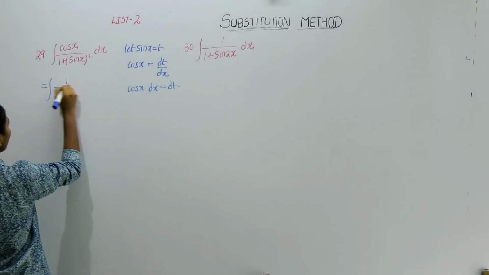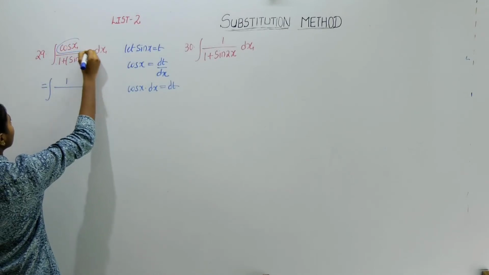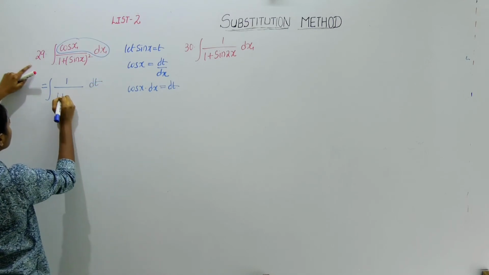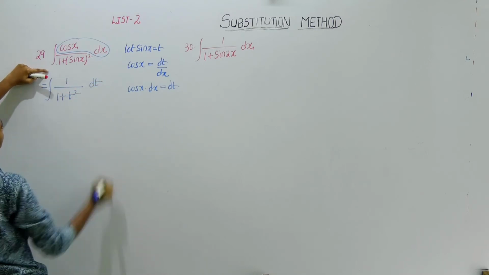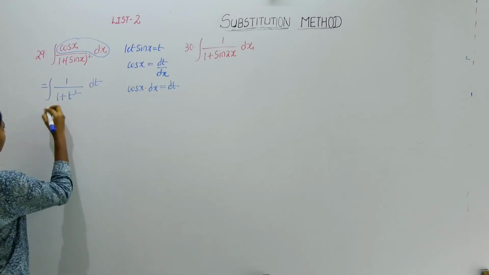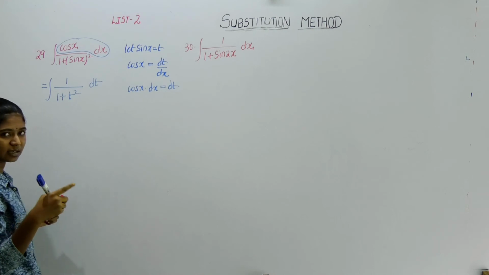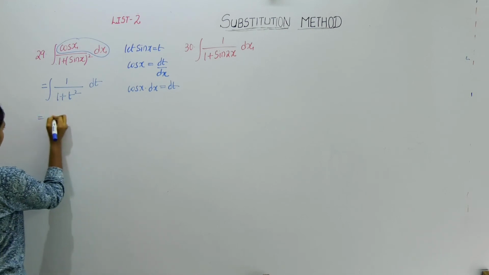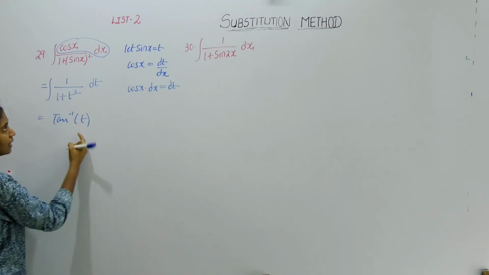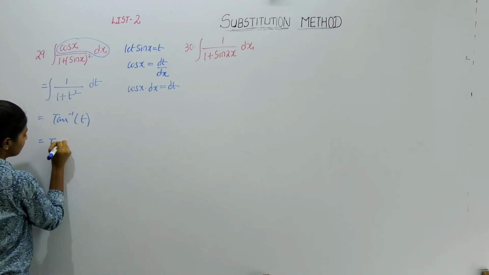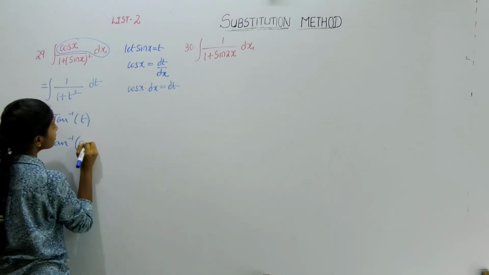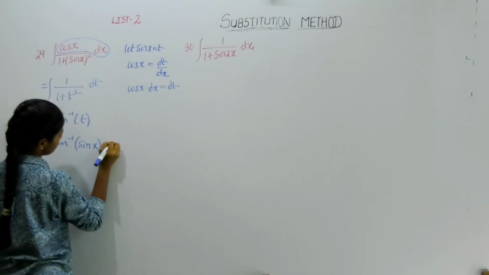Integral 1 by, in the place of cos x dx, we substitute dt, and in the denominator 1 plus t square. Sin x value is t. This is in the form of integral 1 by 1 plus x square dx. We have the direct formula tan inverse of x, that is tan inverse of t. It is equal to tan inverse of, what is the value of t? It is sin x plus c.